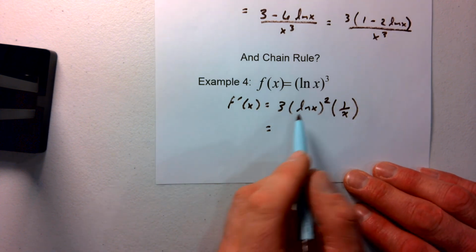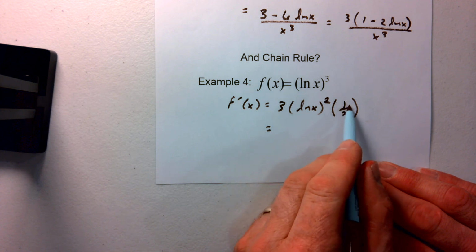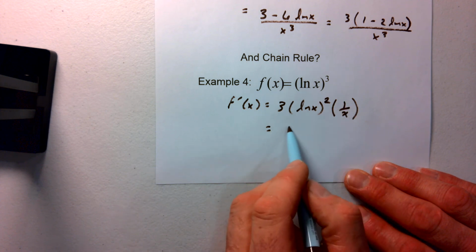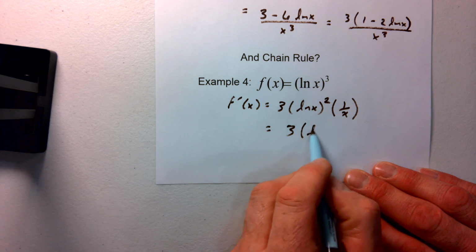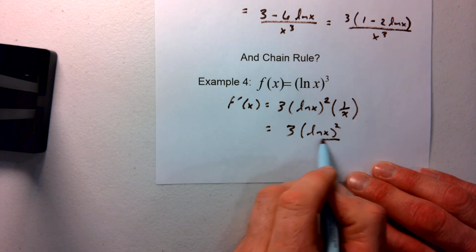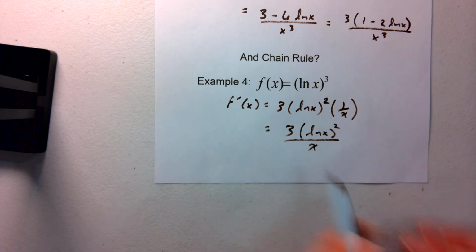So cleaning this up, there's not a whole lot to do. We can maybe take this denominator and give it to everything. So we'd have 3 times the natural log of x quantity squared over x. And that's pretty much all that we're going to see today. So that gives you an example of a couple of product rules, a quotient rule, and a chain rule using that logarithmic differentiation.